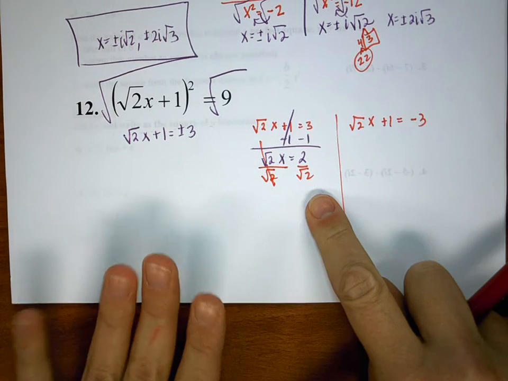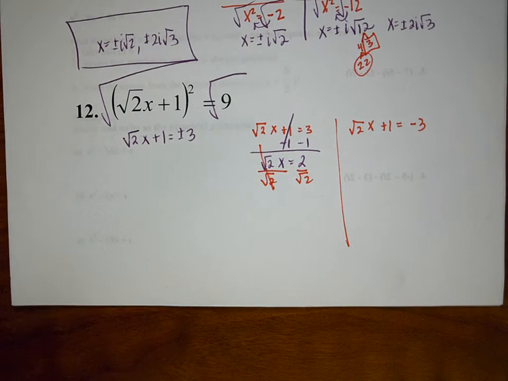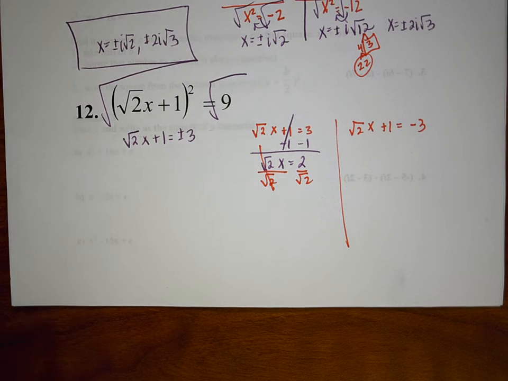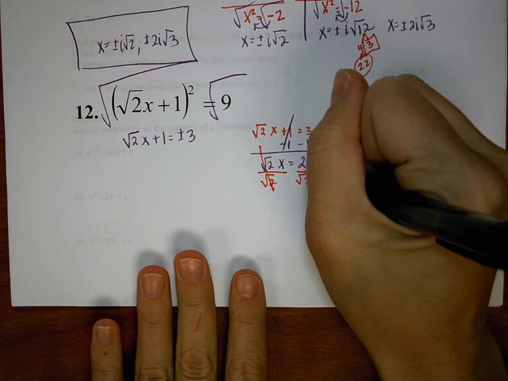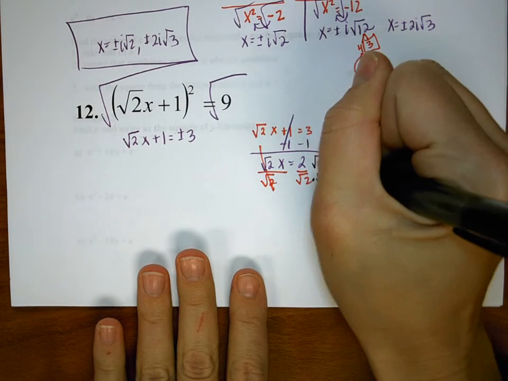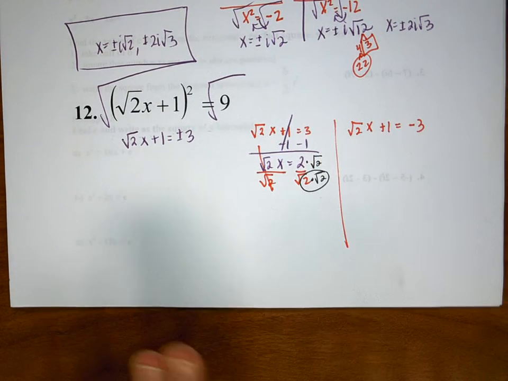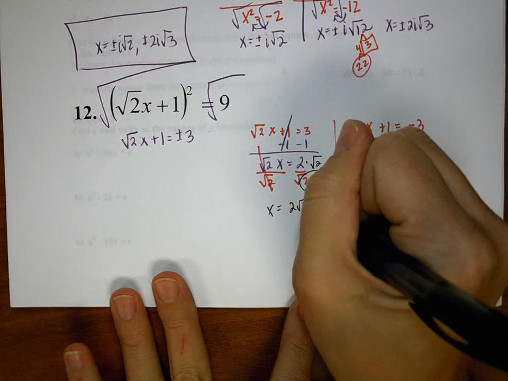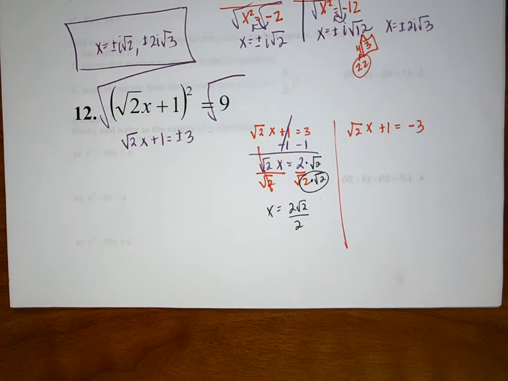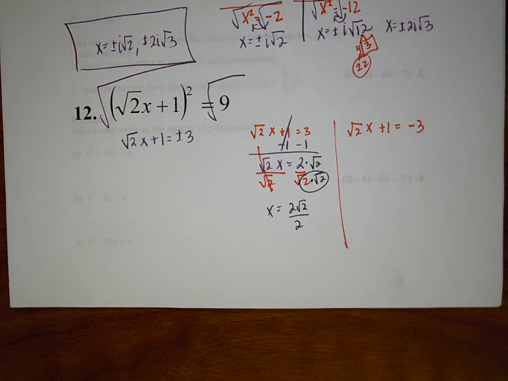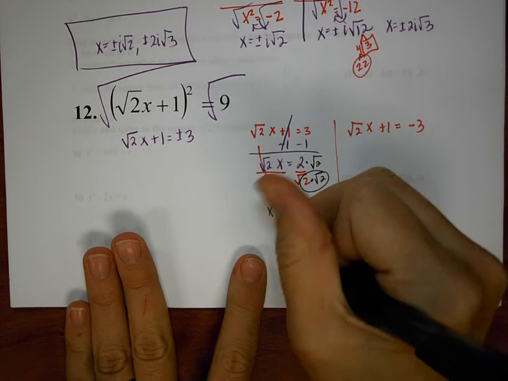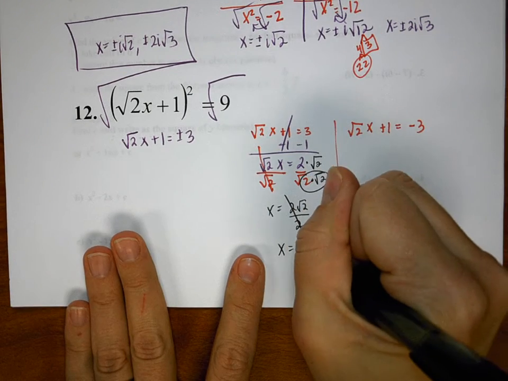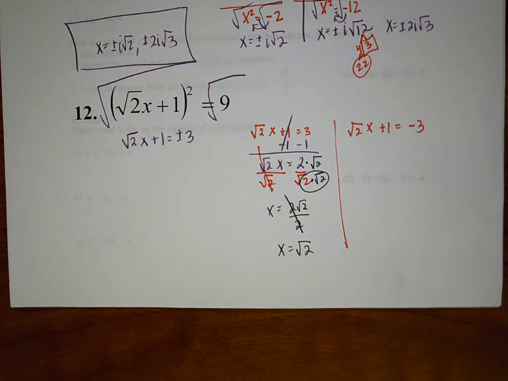Okay, can that be my answer? No, why not? Because you can't have a root on the bottom. Very good. So what do I do? Multiply by root 2 to both the top and the bottom. And root 2 and root 2 makes 2. So I have x equals 2 root 2 on the top and then 2 on the bottom. And I can reduce. Very good. Thank you, Michael. Those 2's cancel, and so x equals what? Root 2. That's what we started with. Not exactly.